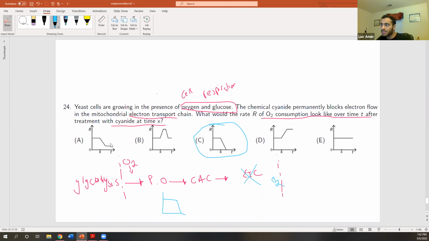A is still showing somewhat of a consumption till the very end, which doesn't really make sense, right? If you can't use it in the ETC, then you can't really move on. So A is not right. B shows a stable rate and even higher consumption, which doesn't really make sense. D is saying even higher, which doesn't make sense. E is showing completely stable, but we know that it gets interrupted at the end. So that's not a fit, right? The answer in this case is C.